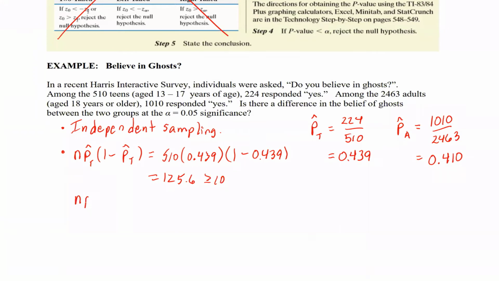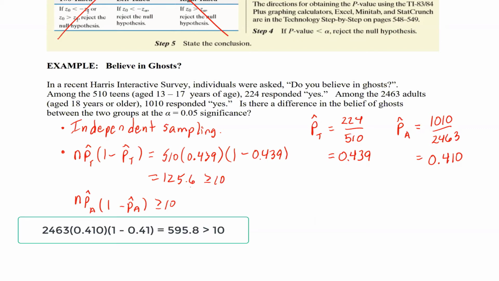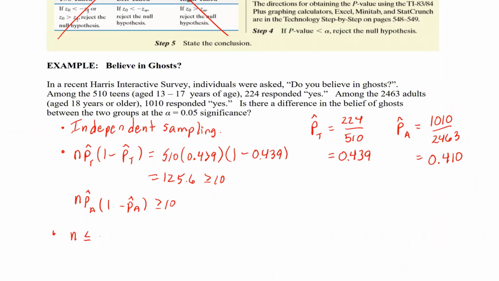And then I would do the same thing for my adults. My adults, the sample size is massive at 2463, so I'm pretty confident that that's going to be at least 10 as well. You agree to be at least 10? Yeah. Yeah. And then the next is my sample size no more than 5% of the population size.